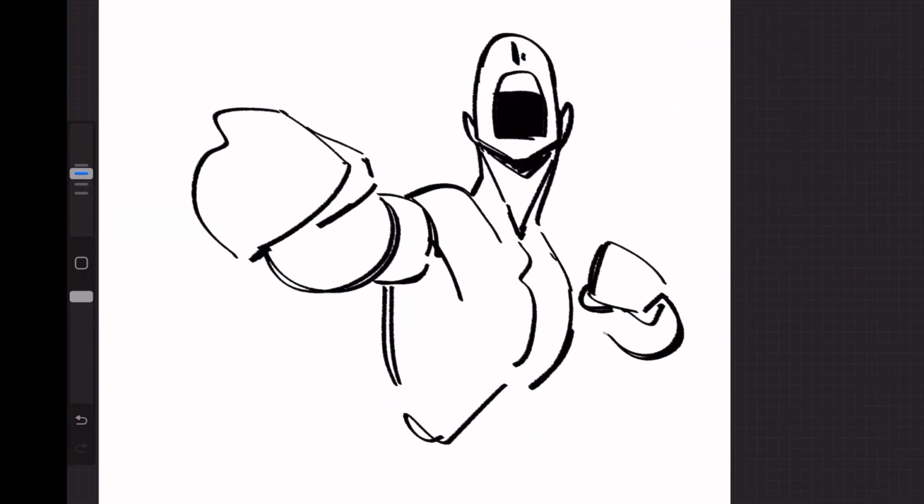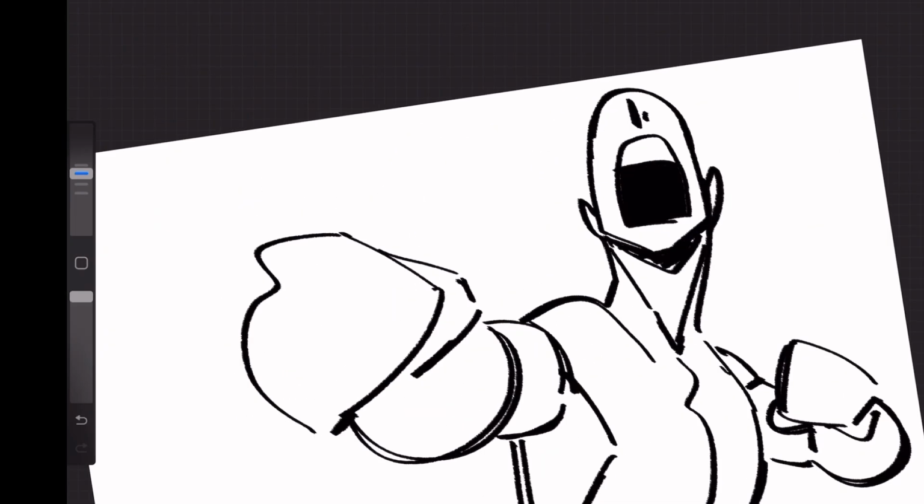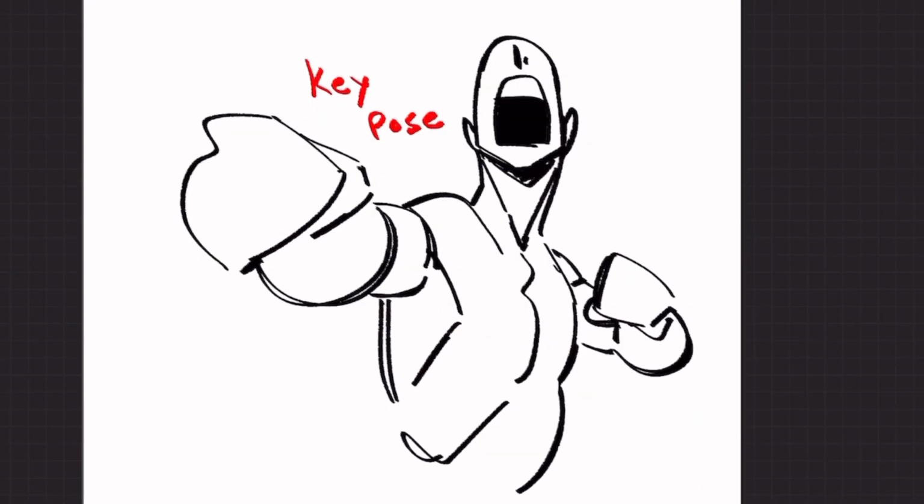Another example with this drawing is, if this is the key pose to a path of movement, I'd have to draw the anticipation of this key pose, as well as the movement taking place, and then the key pose would be the end of the movement.